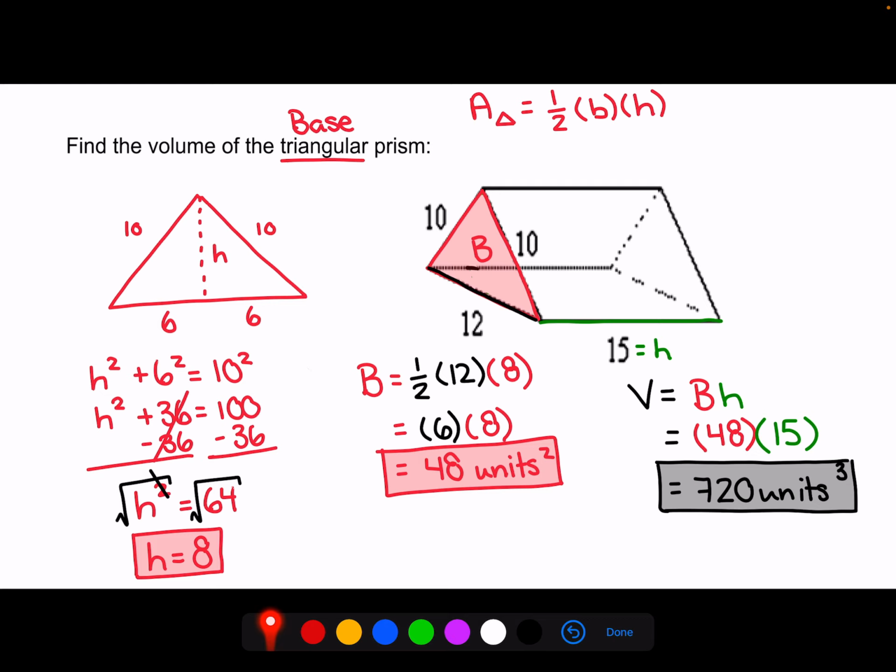And that's it. So again, keep in mind, the base matters for this in regards to which shape it is. Once you find the big base, then you just need to multiply it by the height. But don't forget, you need to know the area of that base.